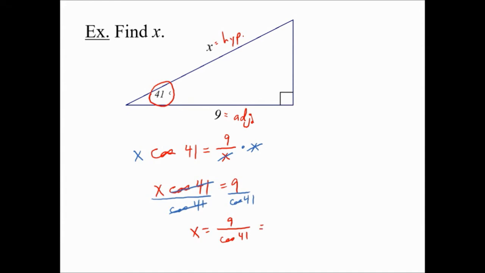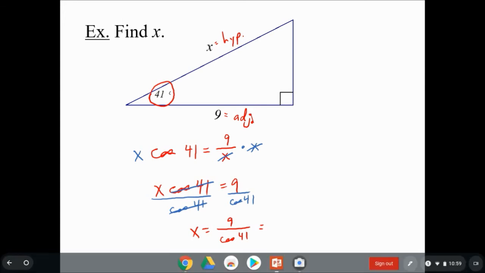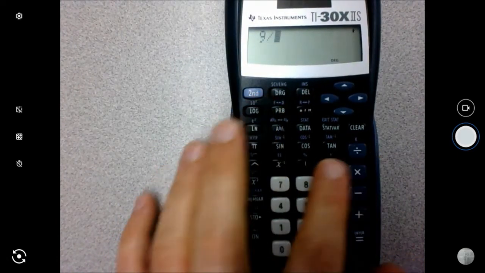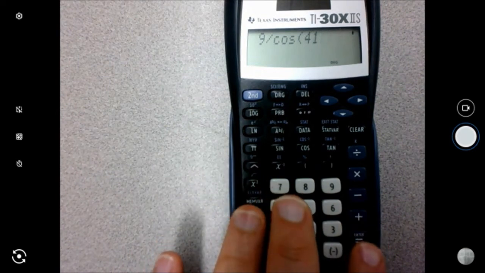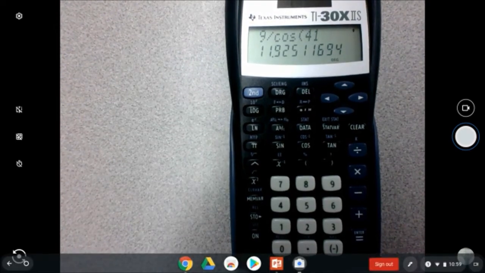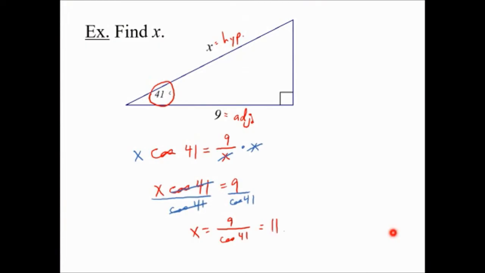Okay? Again, a little different, right? This time in my fraction, the x was on the bottom, so we had to think a little bit more carefully while we're getting the x by itself. Now, back to my calculator. Let me evaluate this here. So it was 9 divided by cosine 41. And I'm getting this as my answer. So 9 divided by cosine 41 is 11.9.